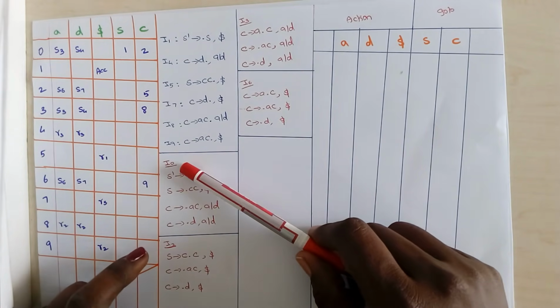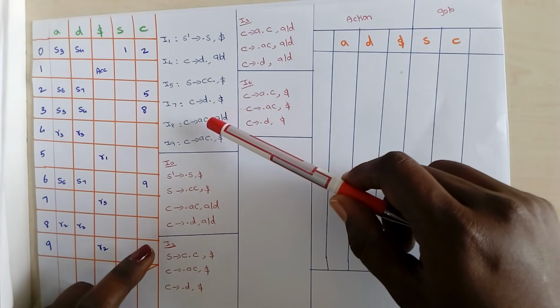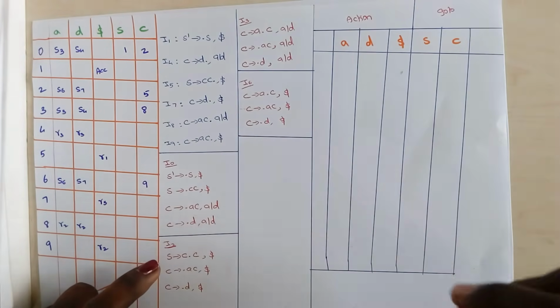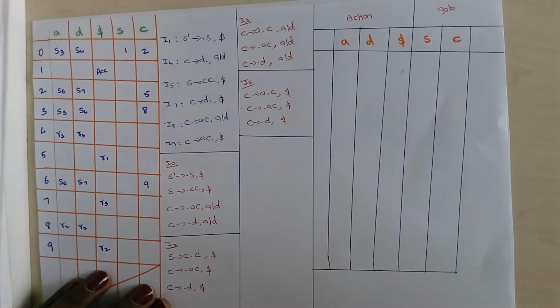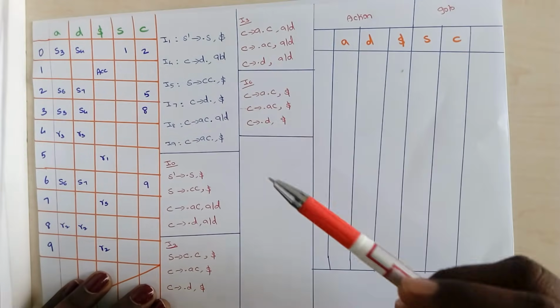That is I0, 1, 2, 3, 4, 5, 6, 7, 8 and 9. These are all the states that we formed for canonical LR. We have states from 0 to 9 and these are all the productions in each and every state as given. Now with these states, first we check the reduce operations.